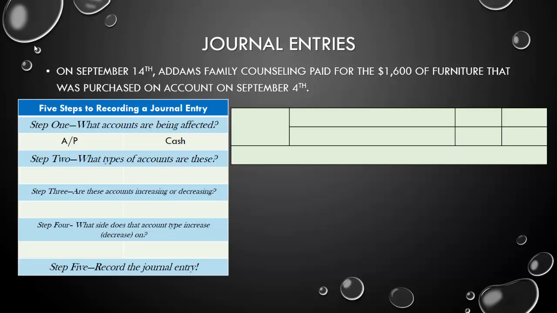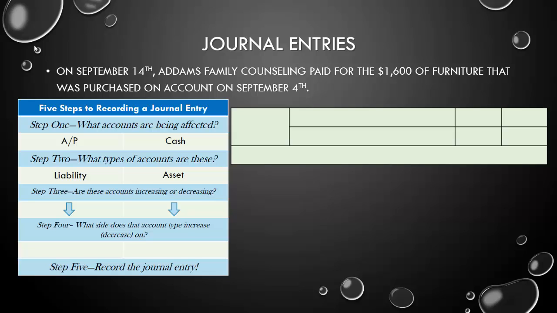What types of accounts are these? Accounts payable is a liability, because we owe somebody else something, and cash is an asset. Are they increasing or decreasing? Well, we're paying off this debt that we had to the company that we purchased the furniture from, which means our liabilities have to be going down. Likewise, cash also has to be going down because we are taking it out of our business and giving it to this company to get out of debt for this furniture that we had previously purchased.